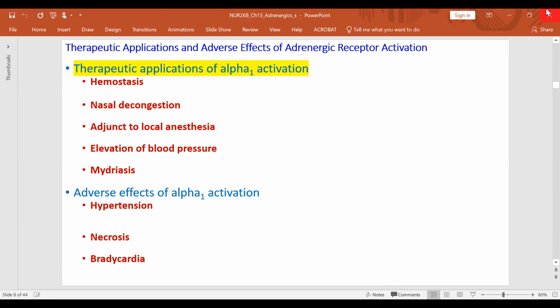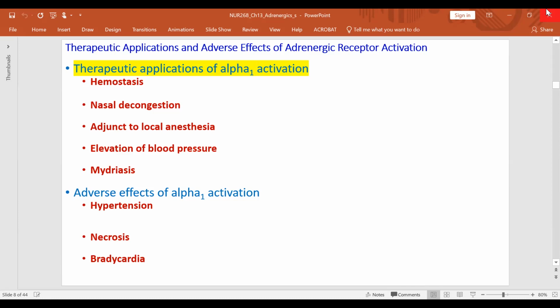So the adverse effects of alpha-1 activation would be hypertension from the widespread vasoconstriction, and necrosis, which may be caused by extravasation, which is the leakage of medications outside the blood vessels. This necrosis will be caused by extravasation, which is secondary to IV use of alpha-1 agonists. Whenever we are using an alpha-1 agonist, we anticipate extravasation, which is the leakage of drugs outside the blood vessels into adjacent subcutaneous or adipose tissue, which can be corrosive or result in necrotic tissue.